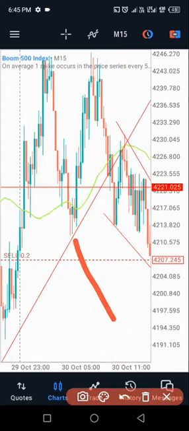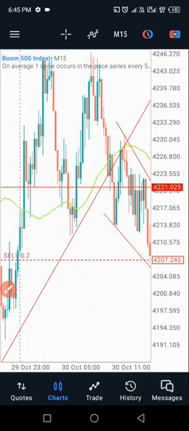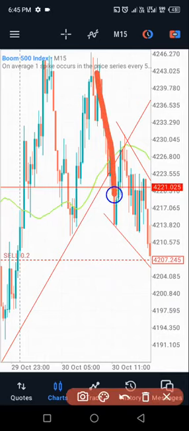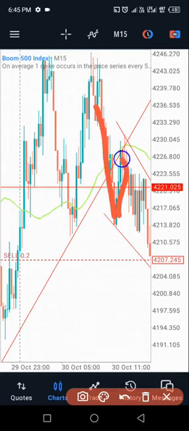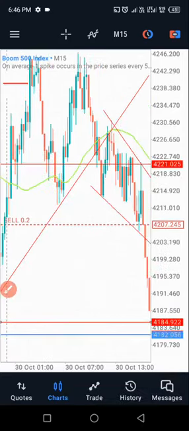After I have found out that I have a trend line, I will wait for price to break this trend line, and that is what you see here. You see that price broke this trend line. After price breaks this trend line, you want to wait for a retest back to that trend line.